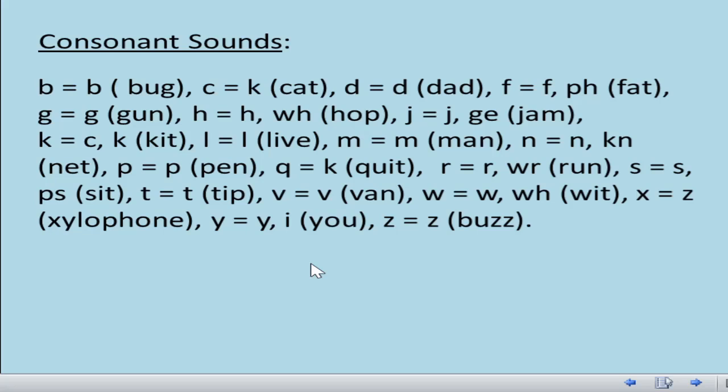L refers to L in Bangla. L is pronounced like law, live. M is pronounced like mo, man. N is pronounced like no, nat. P is pronounced like po, pen. Q is pronounced like kwo, queen. R is pronounced like ro, run. S is pronounced like so, sit. T is pronounced like to, tip.